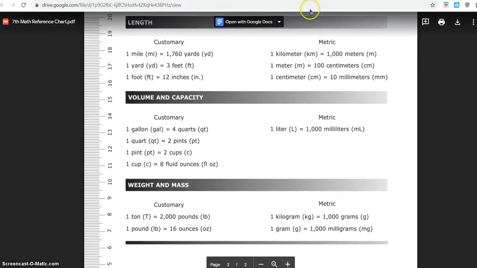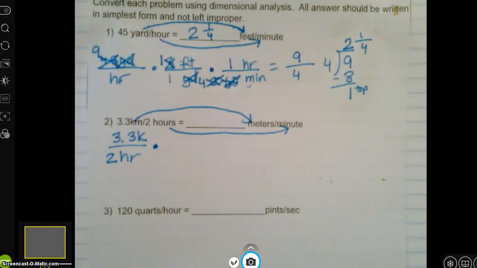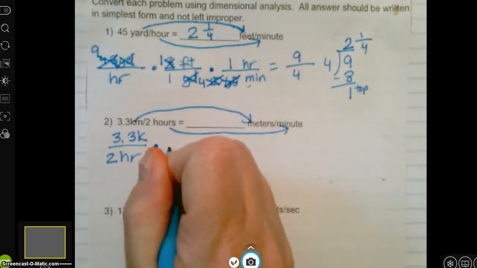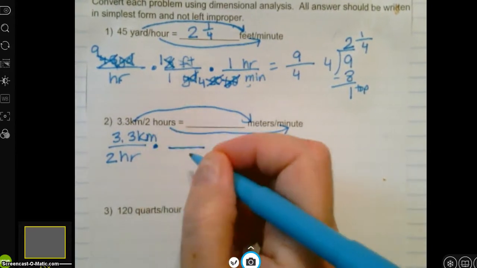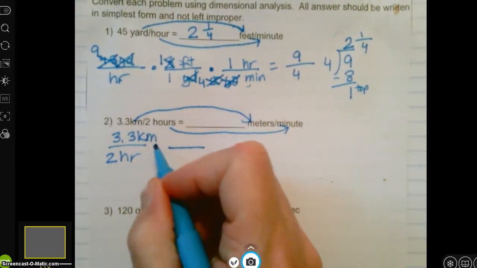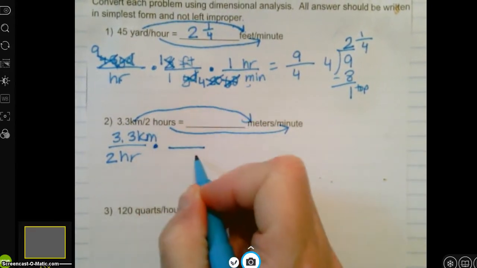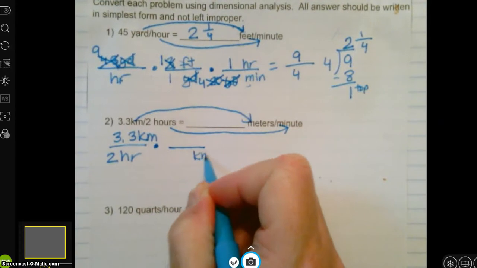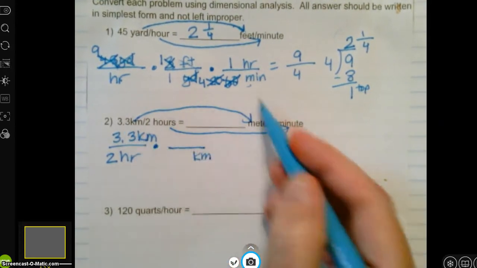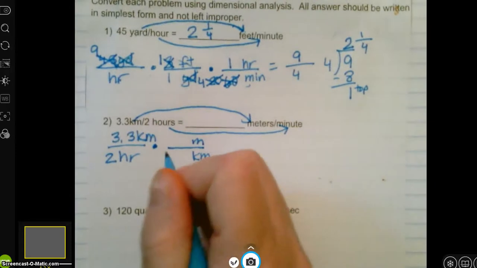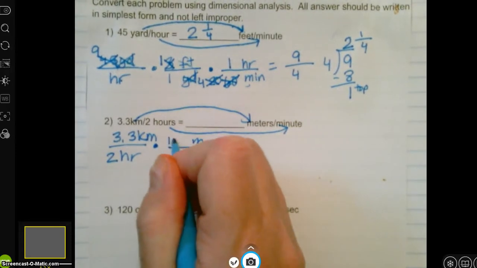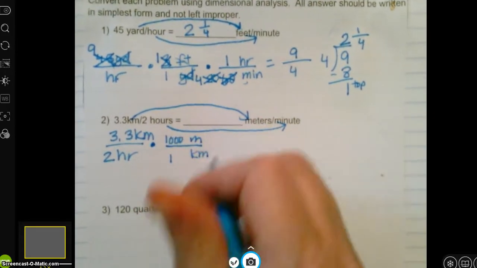So metric is on the right side. Kilometers, meters. 1 kilometer is 1,000 meters. Kilometers I have on top. So if I don't want them, they go on bottom. Okay? And we found there's a direct relationship in our formula chart, so let's put meters. 1 kilometer was 1,000 meters. Okay?